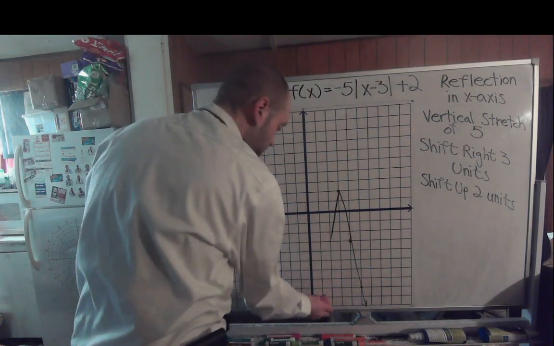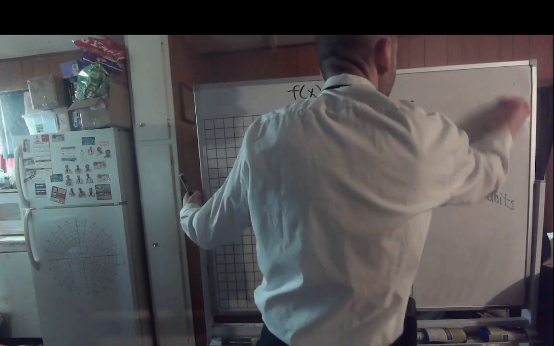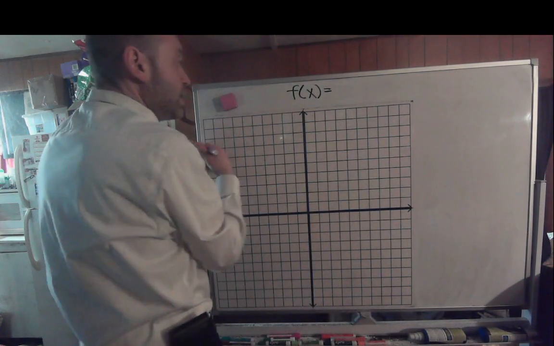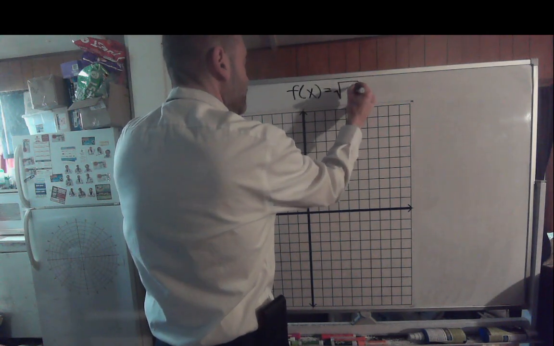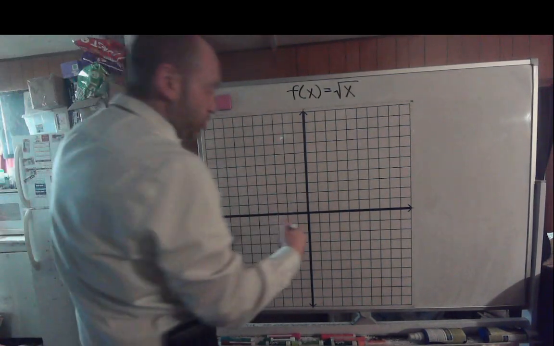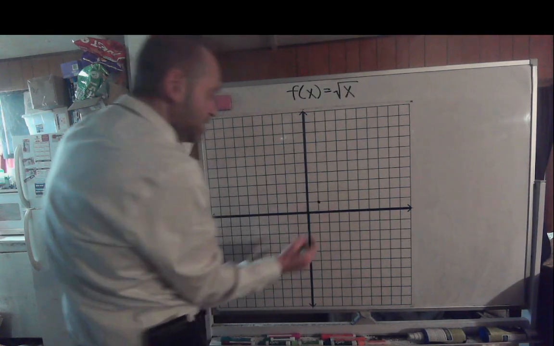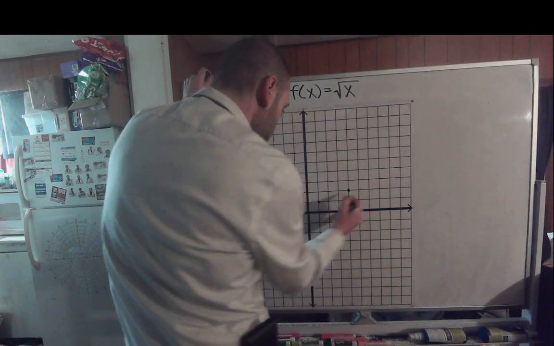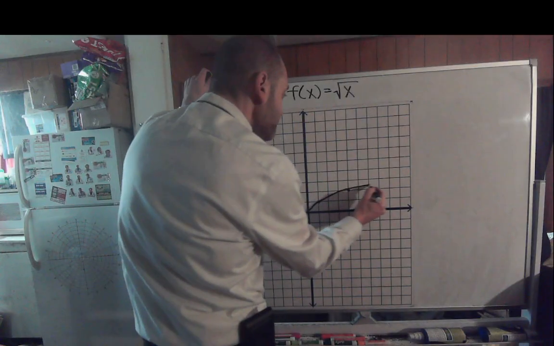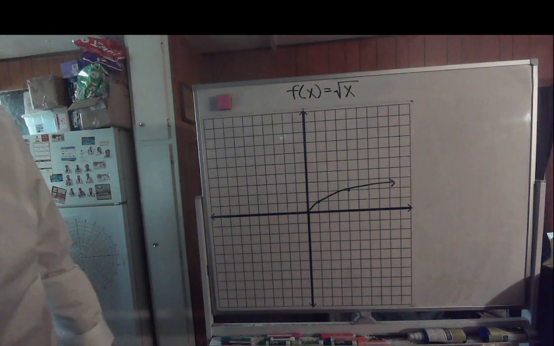And I got one more function, one more parent function we're going to talk about. That's the square root function. Alright, f of x equals the square root of x. So that's another parent function. Well, let's see, let's draw this. X is 0, y is 0, x is 1, y is 1, x is 4, y is 2, and it goes like this. So there's your graph of f of x equals the square root of x, right?